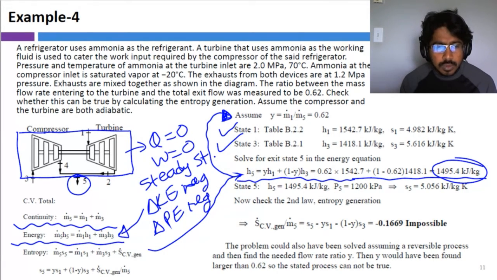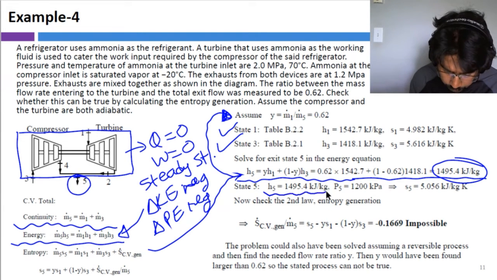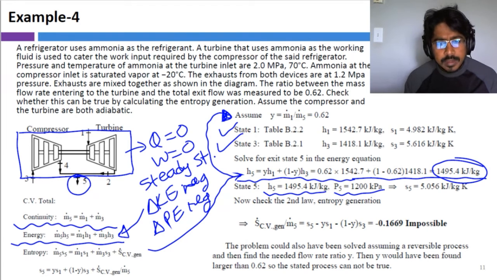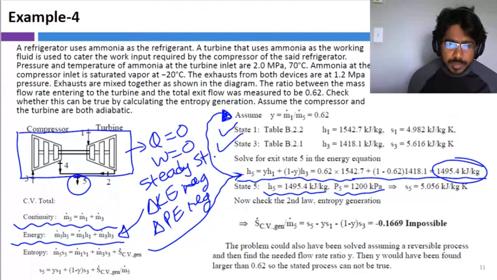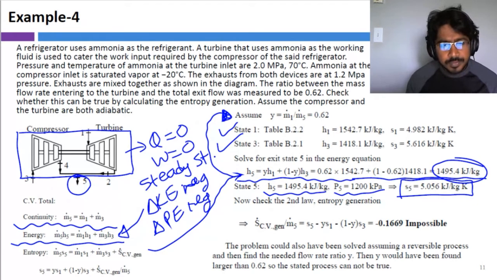In certain questions, you will be provided with the diagram. If not, you should be able to draw the diagram depending on the description. In case you have not been provided with the diagram, then enough details will be provided for you to draw it. Now, after finding h5, we have two properties for the outlet: pressure and enthalpy. Using these two properties, you can find the final entropy, right? Because you have two state properties, enthalpy and pressure.